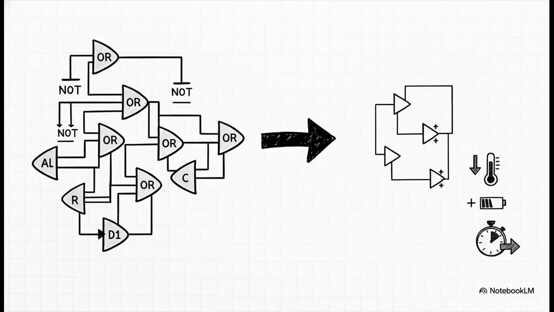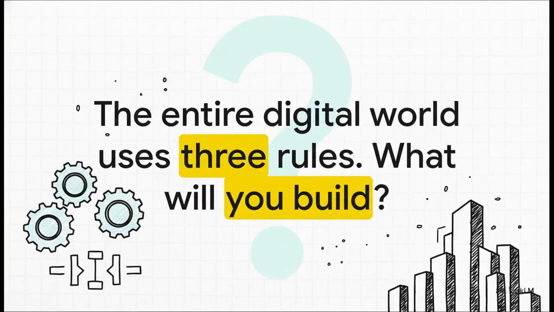And why does this matter? Because simplifying a circuit means using fewer components. Fewer components mean the chip is smaller, uses less power, generates less heat, and runs faster. This process of simplification is at the very heart of how we design more powerful and efficient computers. So we end on this thought. Our entire incredibly complex digital world is built upon just 3 simple operations and a handful of rules. If you can master these fundamentals, what could you create?